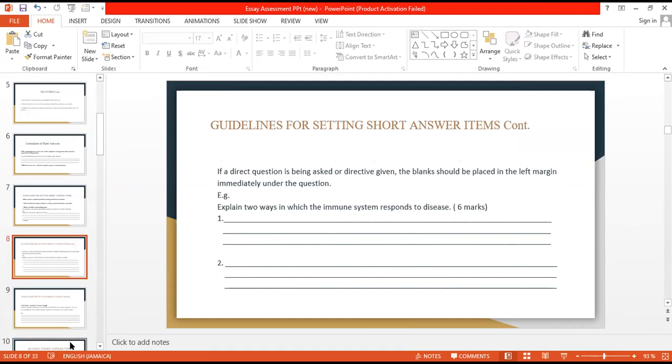Also, if a direct question is being asked, we're still continuing with where you place the blanks. If a direct question is being asked or a directive is given, the blank should be placed in the left margin immediately under the question. So for example, explain 2 ways in which the immune system responds to disease. You start the blank immediately below the question, and you start it at the margin.